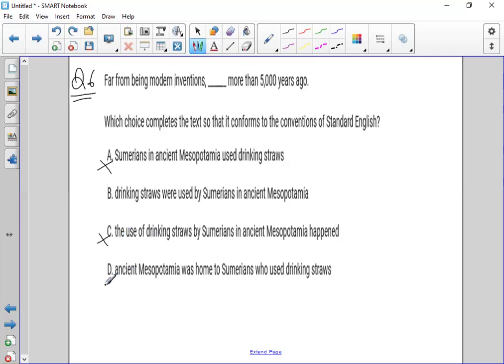Ancient Mesopotamia is also wrong because that is the name of a place. It is not an invention. So only option B is possible to be an invention. They are saying far from being a modern invention, which means it can be an old invention, but it has to be an invention. So option B will be the correct answer.